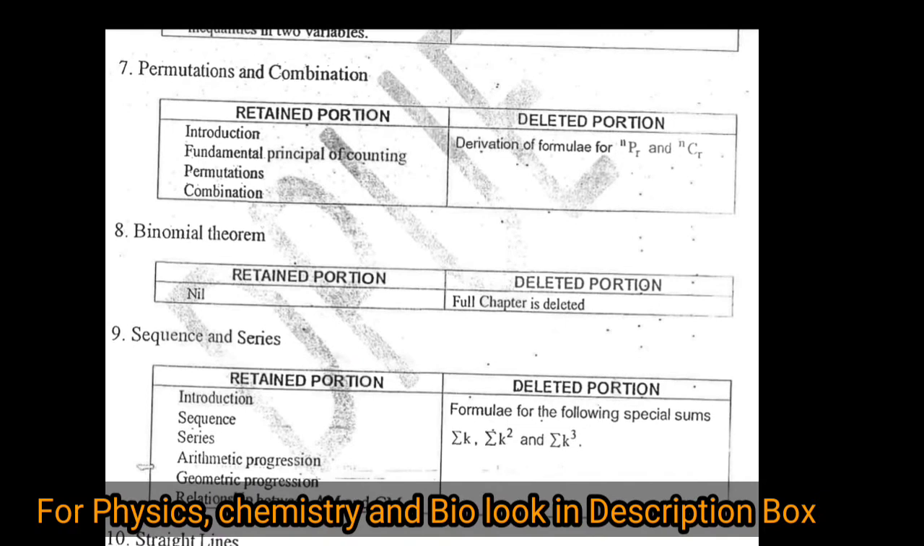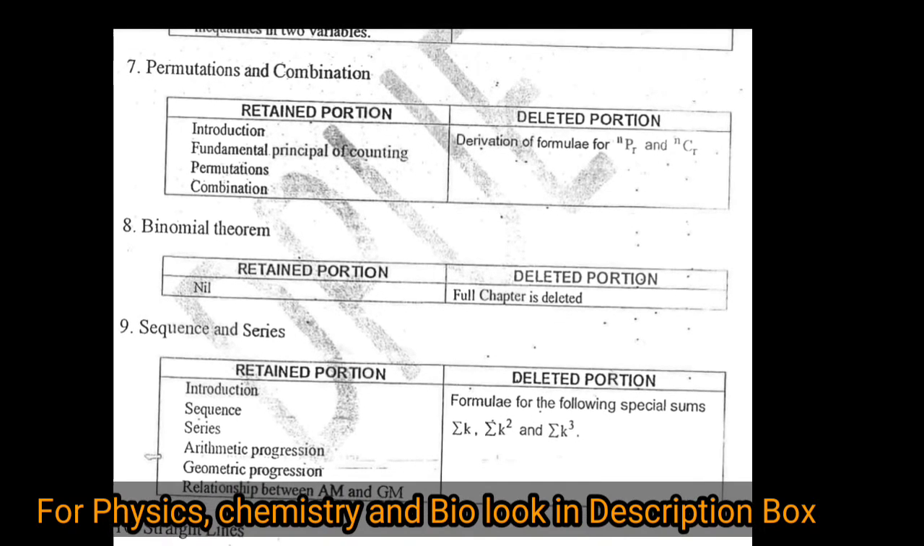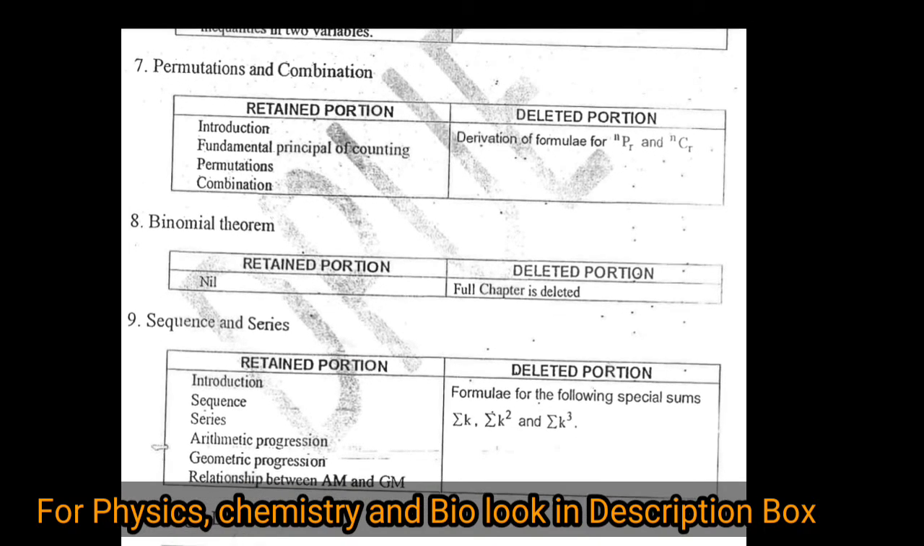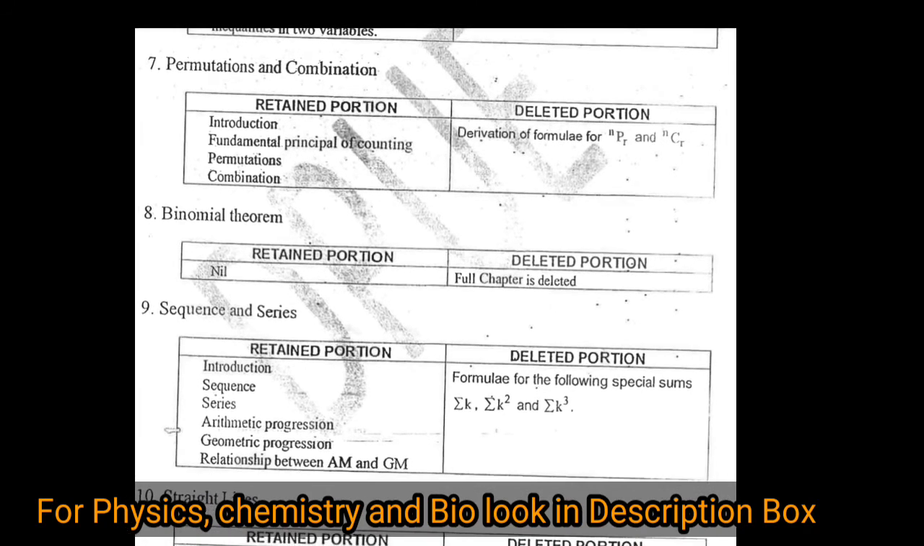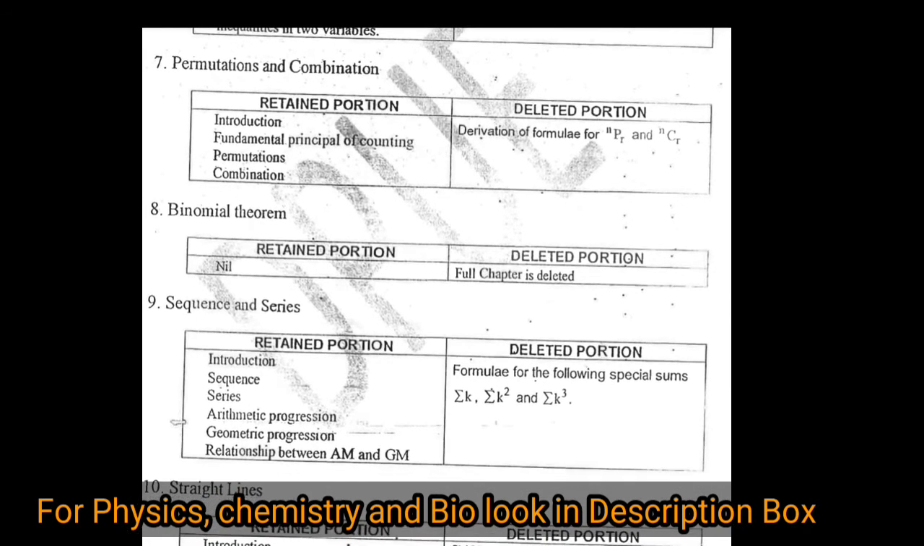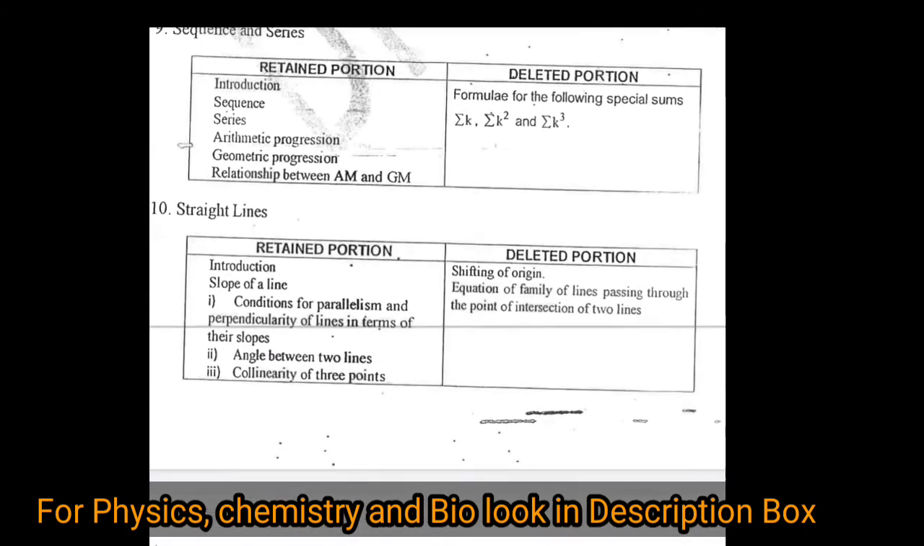Then coming to sequence and series, that is sigma n square, sigma n cube, that kind of information, meaning special functions related information, no need to work out. Okay, the remaining all is the retained syllabus.